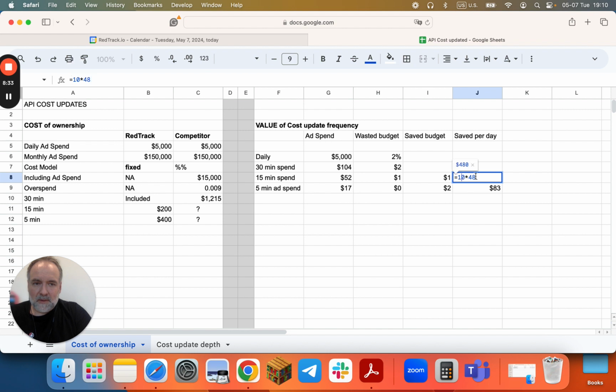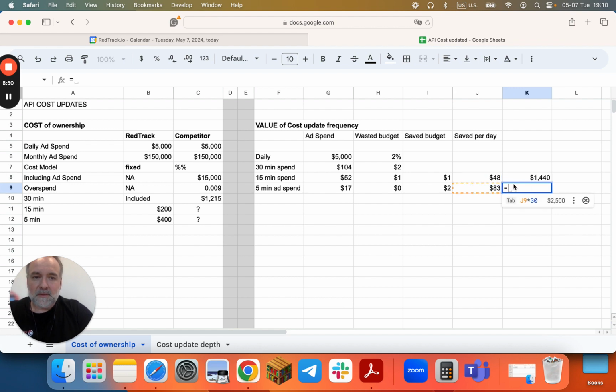Should be not 10, but 1. And this one is correct. Even if this is per day, now you multiply it by 30 days per month, it is a significant saving with just a small wasted ad budget.